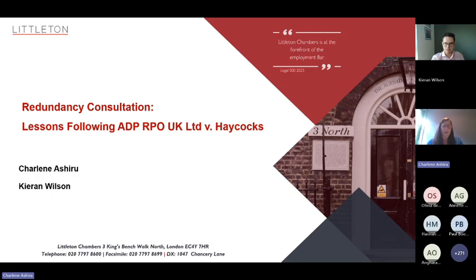So we say small-scale redundancy because, of course, this was not a case where the employer was proposing to dismiss as redundant 20 or more employees, and therefore the collective consultation provisions relating to appointing and consulting with representatives did not apply. Instead, the general principles set out in Williams and Compare Maxim applied in this case. I was instructed all the way from the tribunal hearing and in the EAT, and Kieran joined me as my junior at the Court of Appeal.